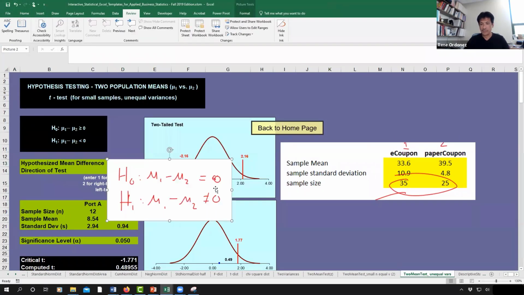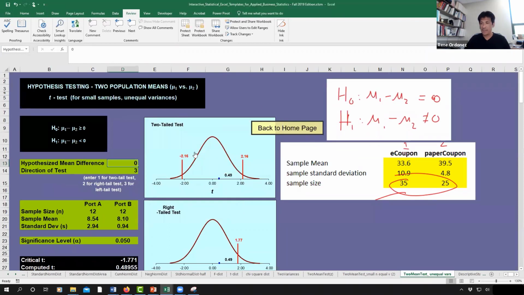So here's the data. Here's how we set up the hypotheses. The hypothesized difference is 0. And then the direction of the test is equal to, not equal to, so we put 1 there. Then we can just use the names of the two groups: e-coupon, and then this one is paper coupon. The sample size, 35. Sample mean, 33.6. And then standard deviation is 10.9.